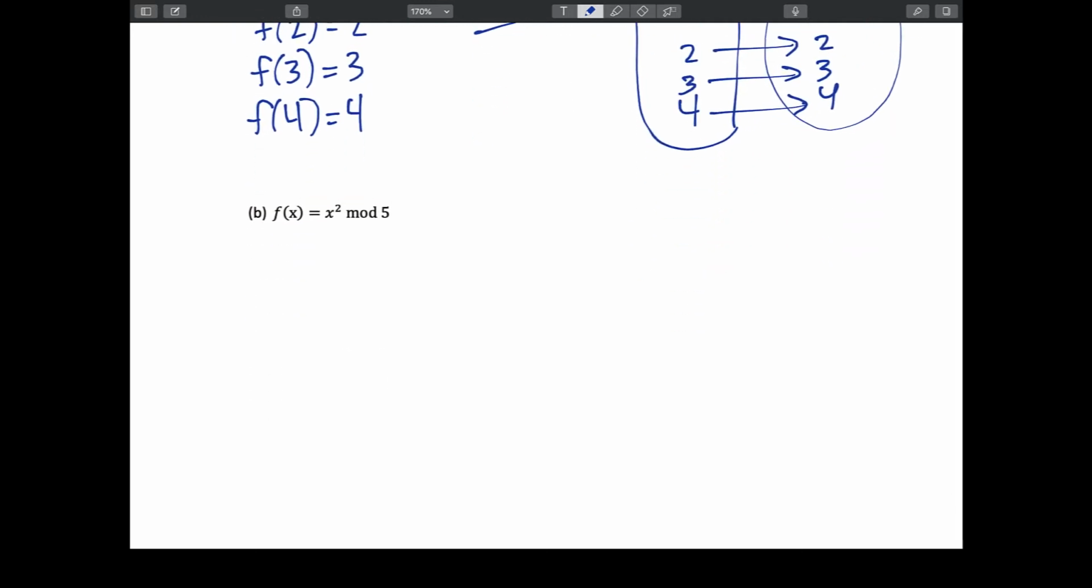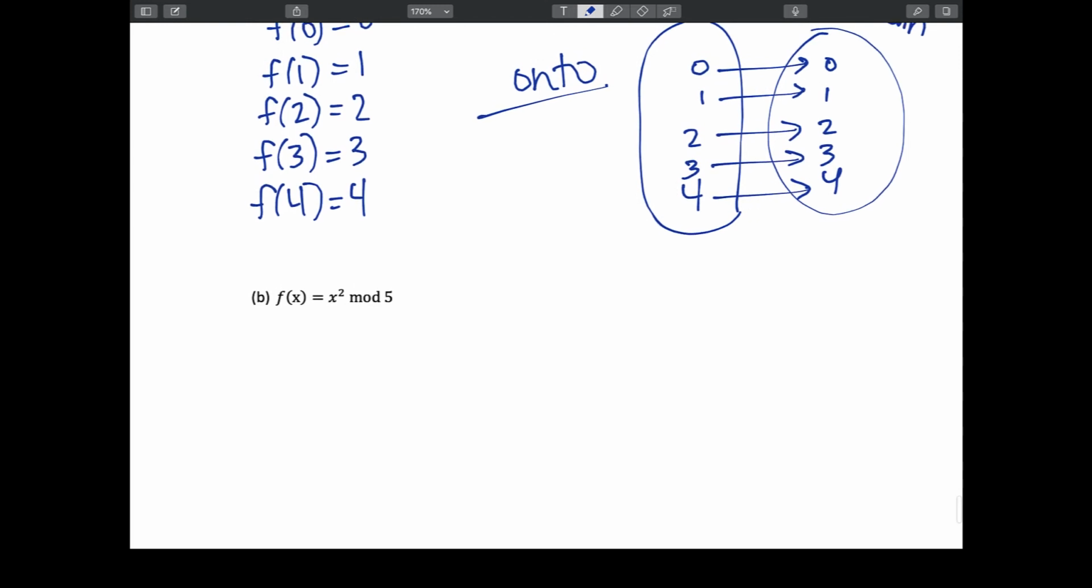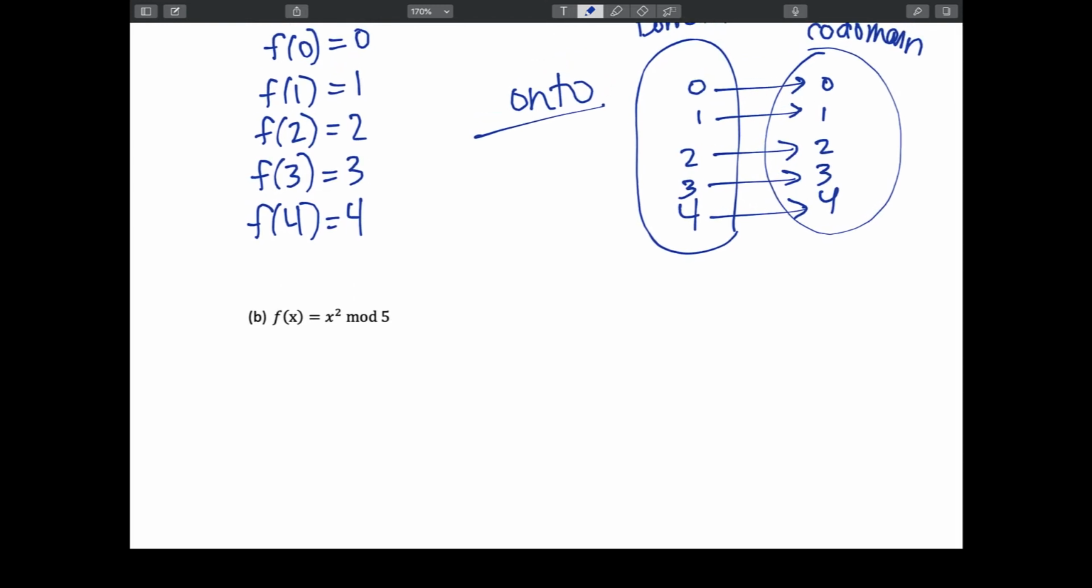Now let's look at f of x equals x squared mod 5. And so the question is, can we get to, for each of those values, the codomain? Well, let's think about what that looks like, because from our domain 0, 1, 2, 3, and 4, we can think about what that looks like.